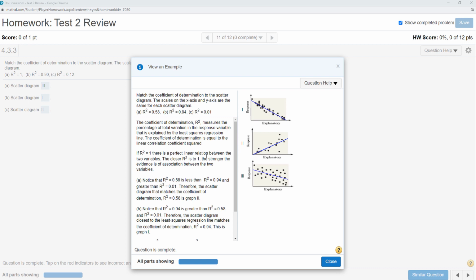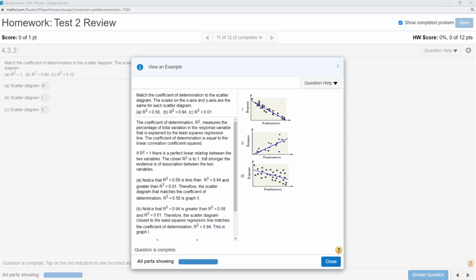The coefficient of determination measures the percentage of the total variation in a response variable that will be explained by the least squares regression line. Coefficient of determination is equal to the linear correlation coefficient squared. Another way of looking at it is that it's a number that tells us just how much influence the input has over the output.